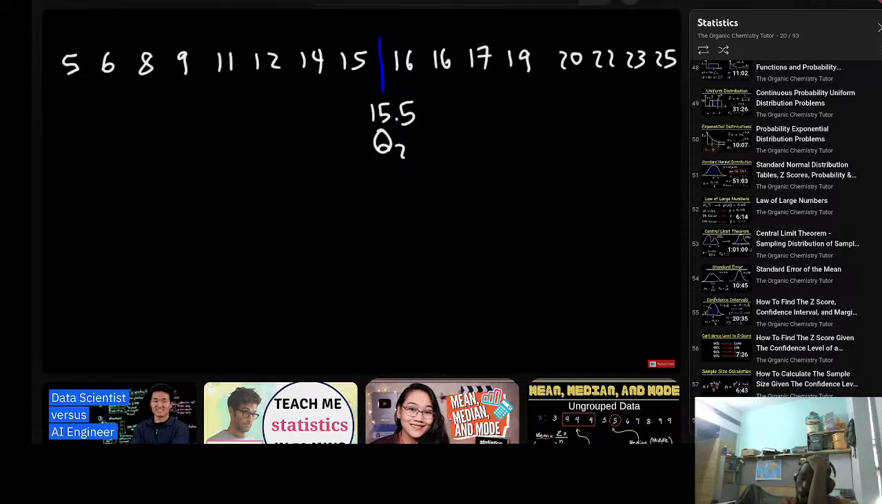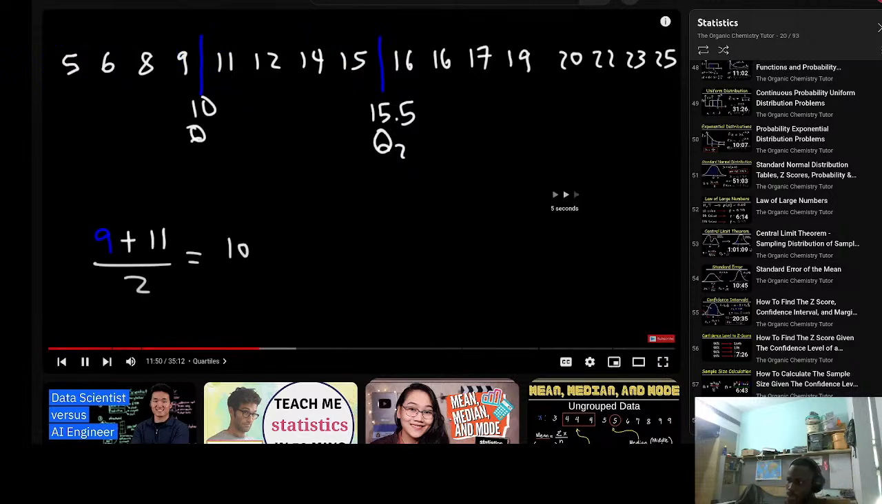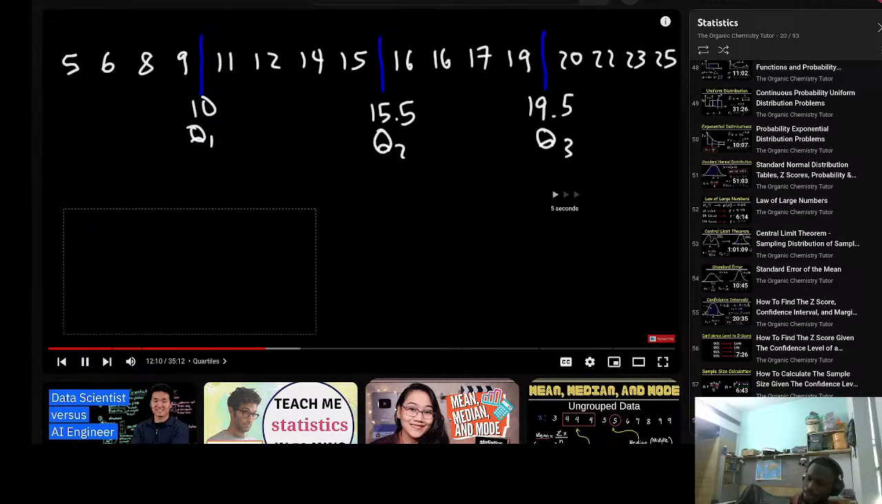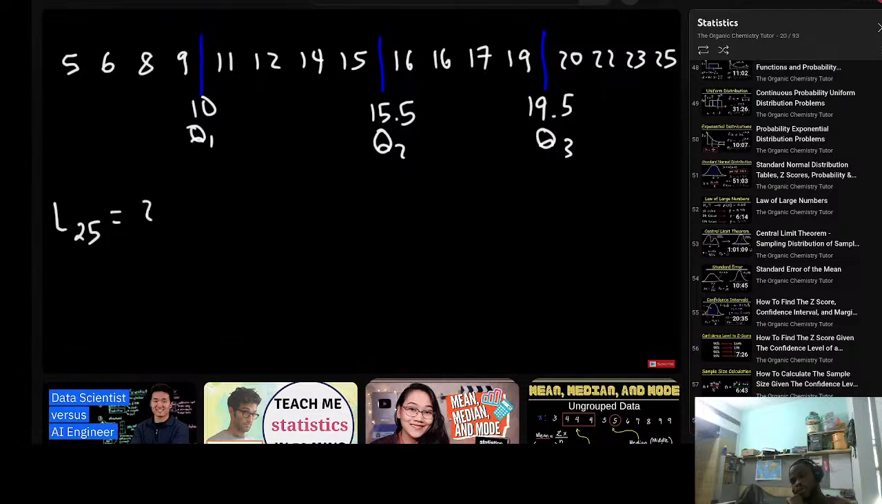Now, to find the first quartile, we need to find the middle number of the numbers on the left. Now they're even, so we're going to split it here, so that we have 4 on the left, 4 on the right. So the median is going to be the average of 9 and 11. Let's calculate and locate the 25th percentile. So it's k divided by 100, in which case k is 25, and there's 16 numbers plus 1, so it's 17.